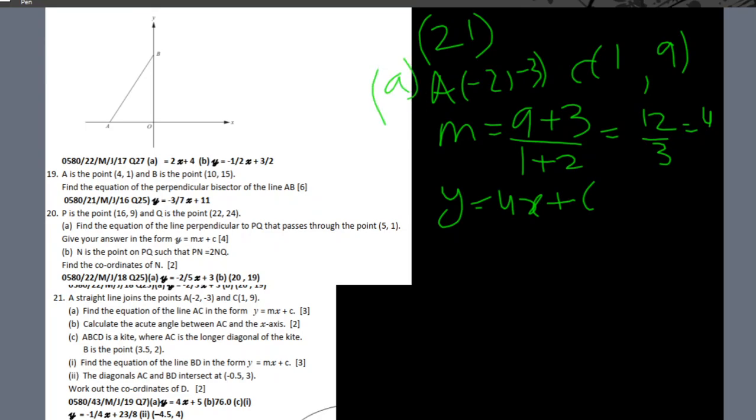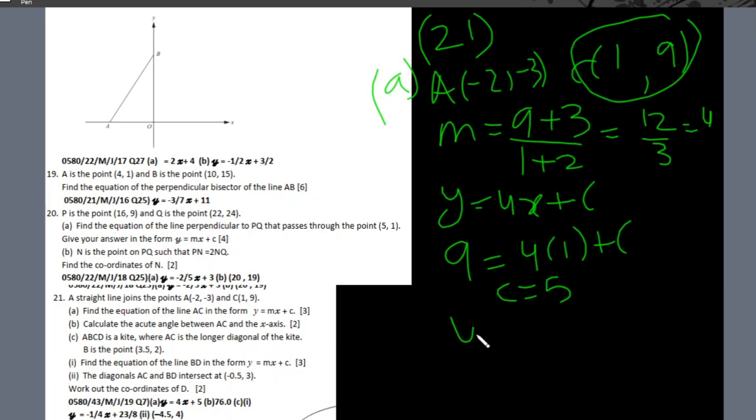This is part A. So substitute any one of these points. I'll substitute (1, 9) to get c. c equals 5. So y = 4x + 5 is the answer for part A.